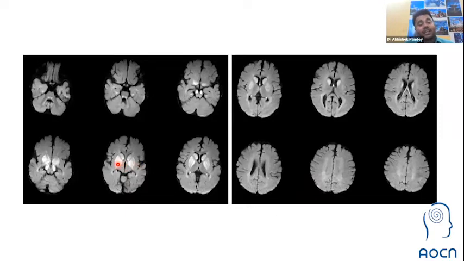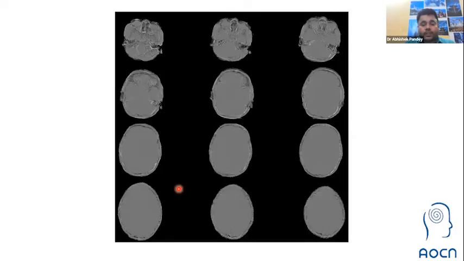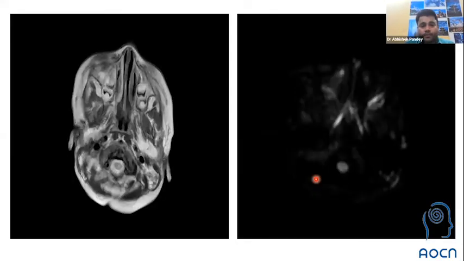There is a diffusion restriction in the distribution of the same areas, that is the basal ganglia, the midbrain, and the posterior fossa, that is the dentate nuclei, as well as in the deep white matter. And as evident by the ADC, there was a lower signal intensity in those corresponding areas. In the susceptibility image, there are no such susceptibility changes that are suggestive of hemorrhage or any metabolic deposition.